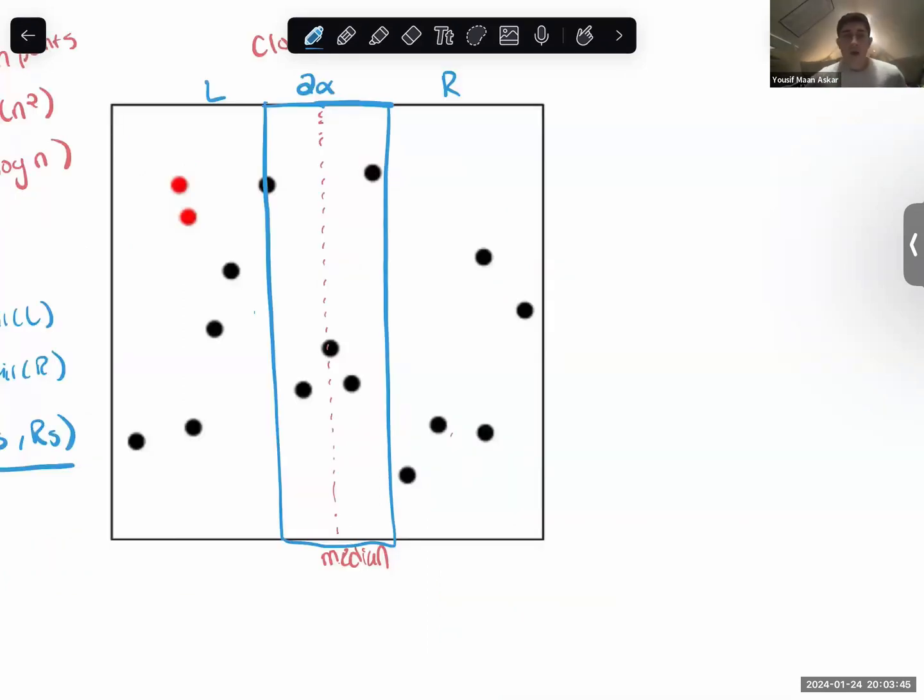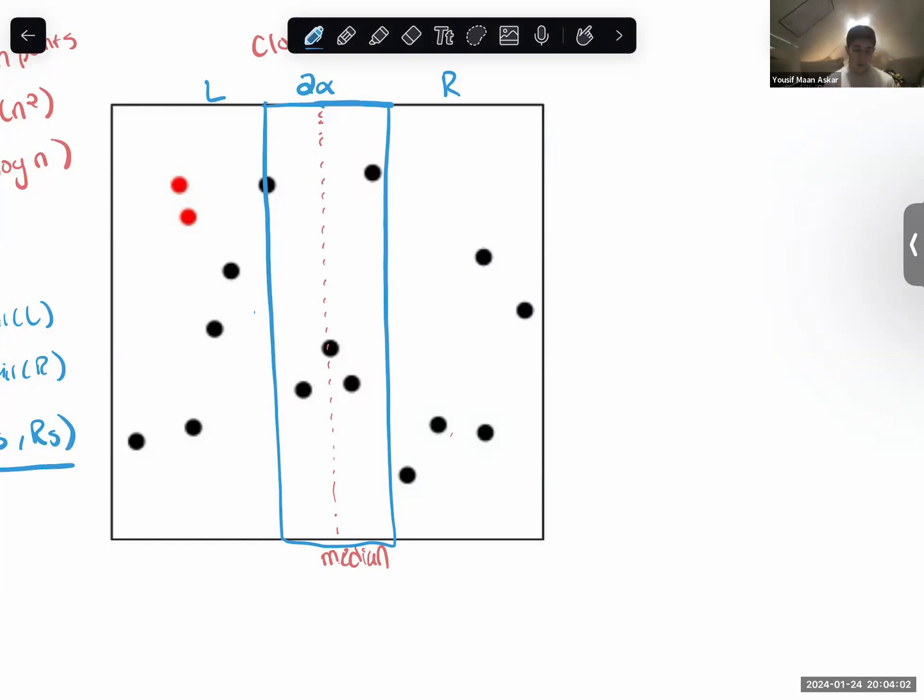So now we've created this 2 alpha box, and because we did that, we don't have to consider any points from the outside. And so now what should we do? We're trying to find the smallest distance within this box.